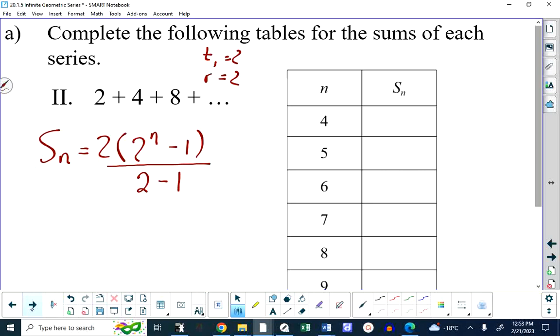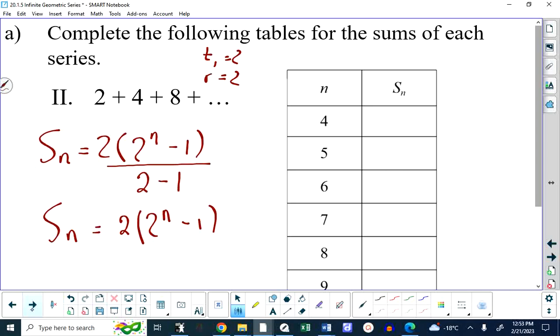I think it's fine. On the denominator, it's 2 minus 1, which is simply 1. So Sn equals 2 times in brackets 2 to the n minus 1. I don't feel the need to multiply that 2 through this time, because the reason I did it with the negative 4 is if I had negative 4 outside, then I also had a negative inside. When I multiplied the negative 4 through, I ended up with fewer negatives. That's really the reason why I did it.